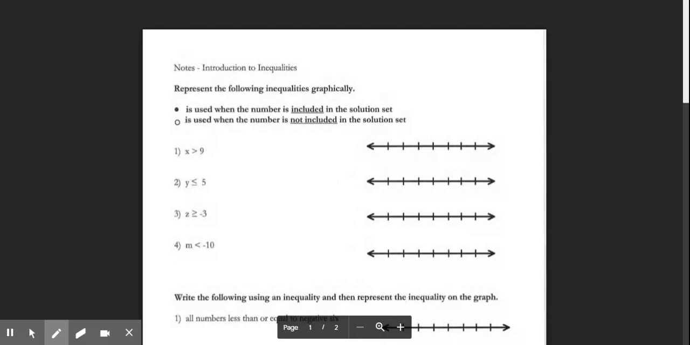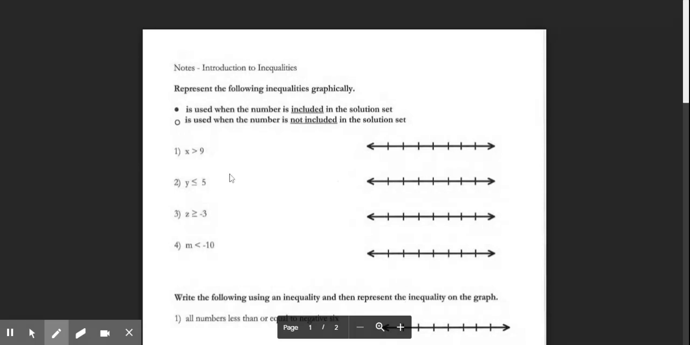The next topic we will be covering this year is solving inequalities. Before we get into solving, we are going to take a few days to practice writing, reading, and graphing inequalities. Today's notes are going to focus on those three categories. So grab a piece of paper and something to write with and take the notes down with me.